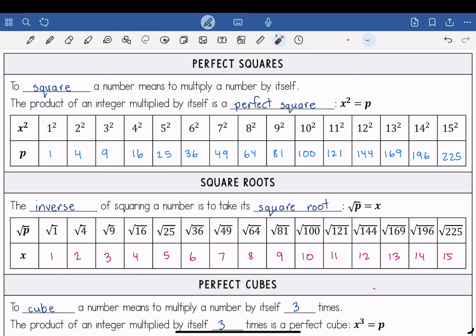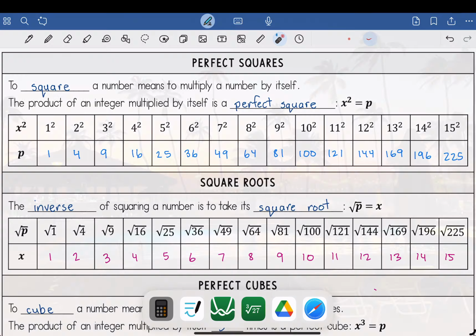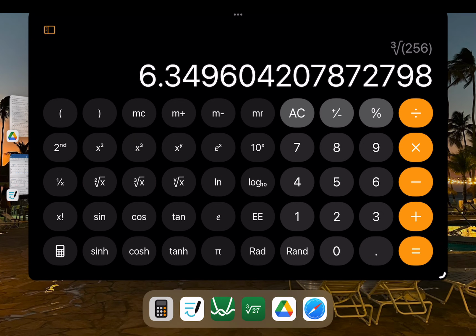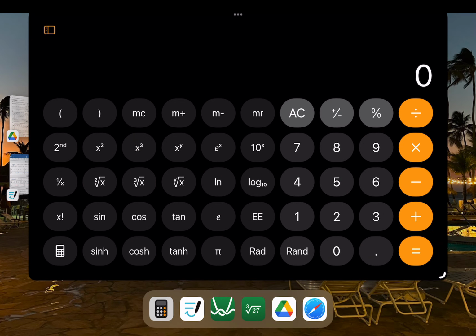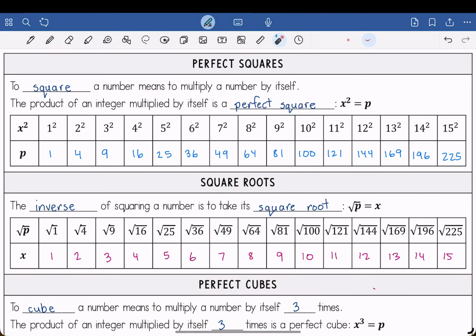The square root of 4 is 2. The square root of 9 is 3. The square root of 16 is 4, and so forth. And you can press that on your calculators. So I'm going to clear this. The square root of 4 equals 2, all the way up to the square root of 225, which is equal to 15.